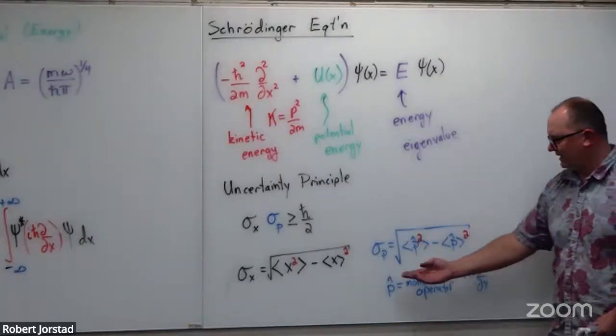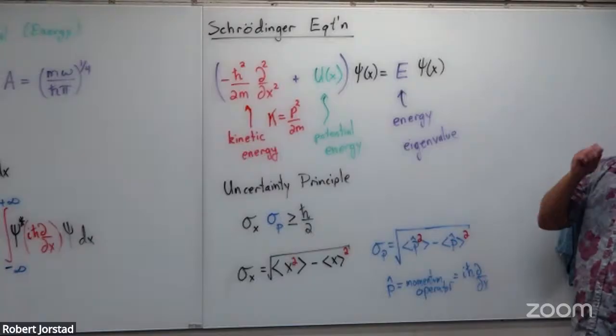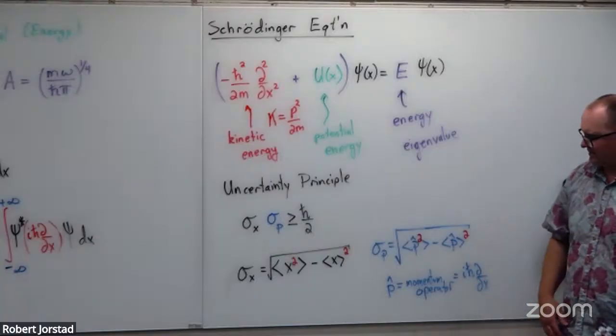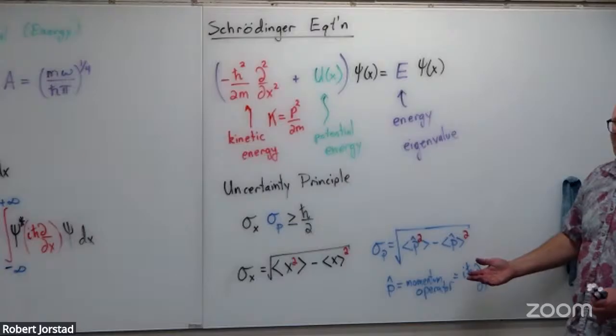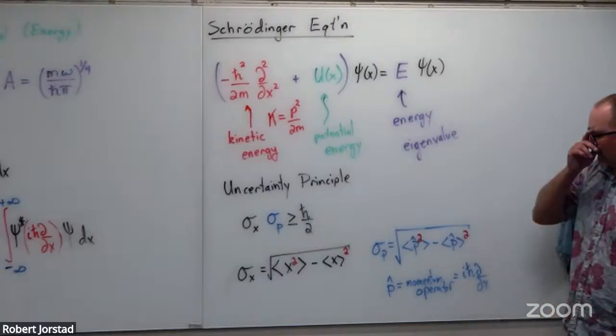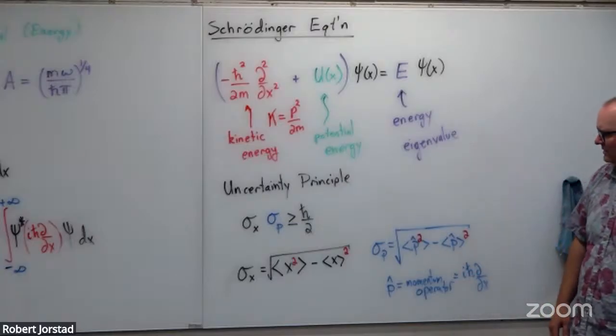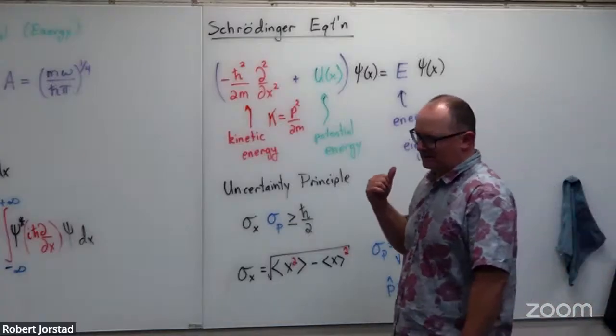Great. And here again is the momentum operator. So you're going to hear me talk about operators. Basically, operators are the things that we're oftentimes averaging in the wave function equations here. All right, so that's the Schrodinger equation.